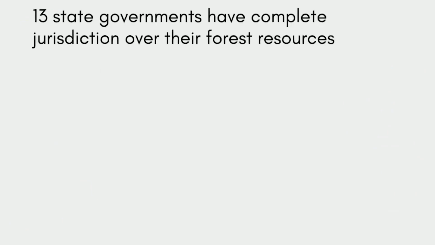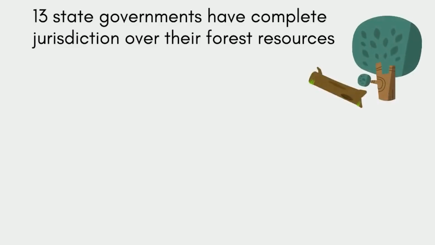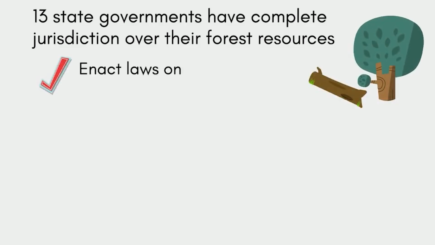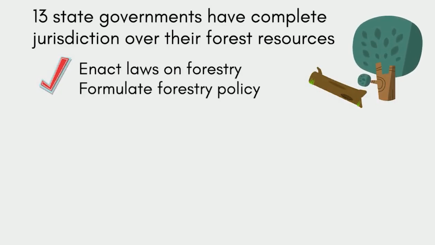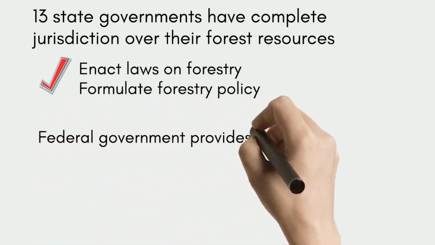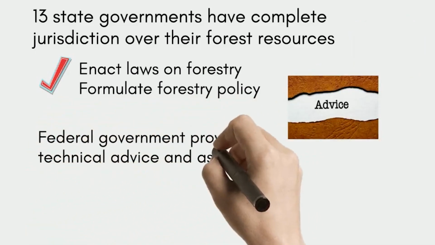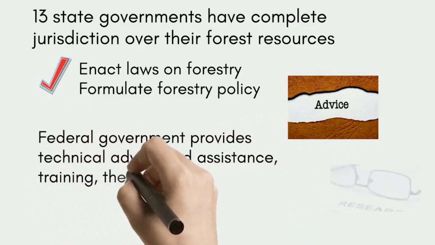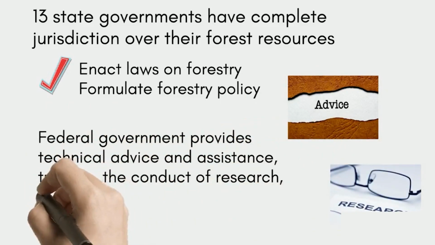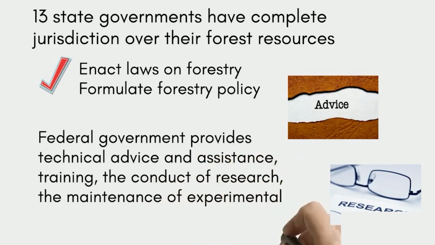Under Malaysia's constitution, 13 state governments have complete jurisdiction over their forest resources. So, each state is empowered to enact laws on forestry and to formulate forestry policy independently. The federal government only provides technical advice and assistance on forest management, training, the conduct of research, and in the maintenance of experimental and demonstration stations.